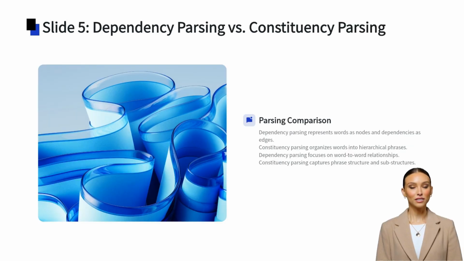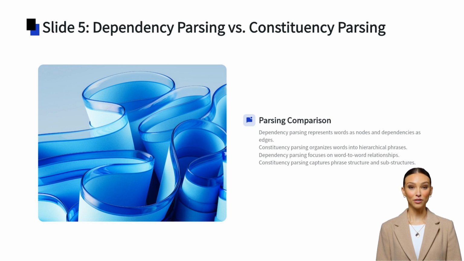Dependency parsing and constituency parsing are two fundamental approaches to syntactic analysis, each with distinct advantages. Dependency parsing focuses on word-to-word relationships, representing sentences as a tree of words connected by directed edges. Each word is linked to its syntactic head, making the relationships between words explicit.